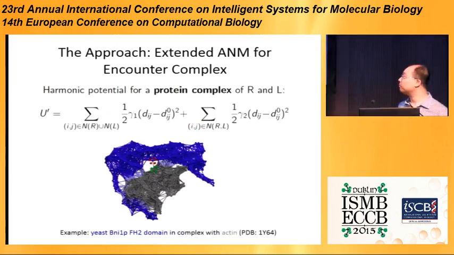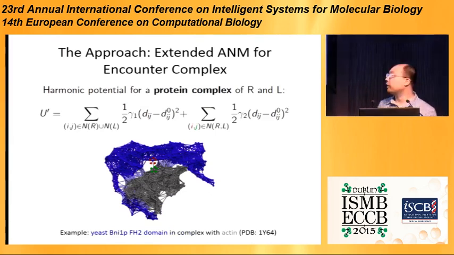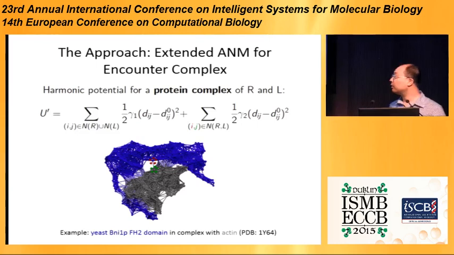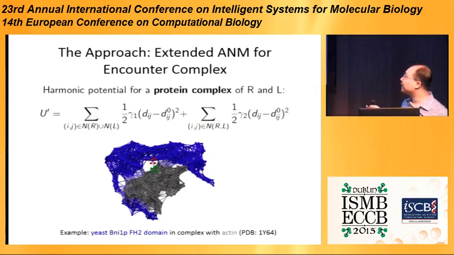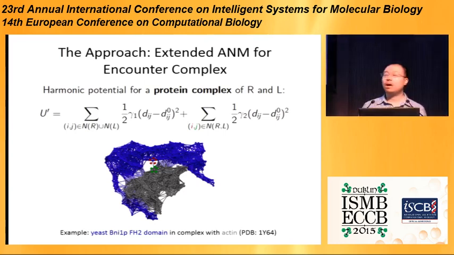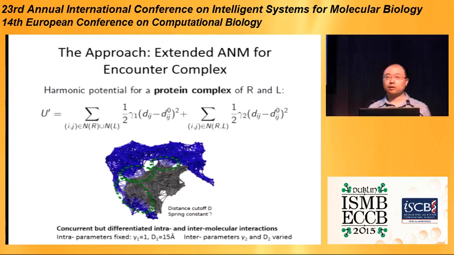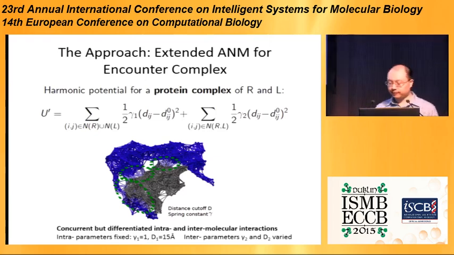So if we put the protein flexibility in the context of encounter complexes, we have two individual anisotropic network models capturing the intramolecular potentials. And then beyond that, we need to introduce the intermolecular interactions. As a stepping stone, we decide to use intermolecular potentials in a similar fashion, which is also a harmonic potential like the intramolecular potentials, but we differentiate the distance cutoff as well as the stiffness of the springs. So these are the two parameters we are going to vary in our experiments.